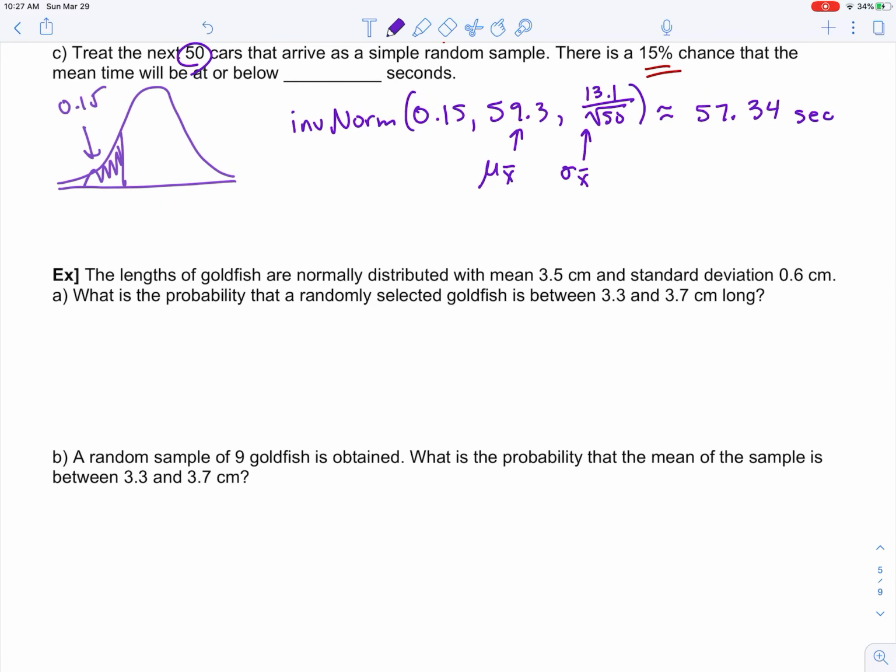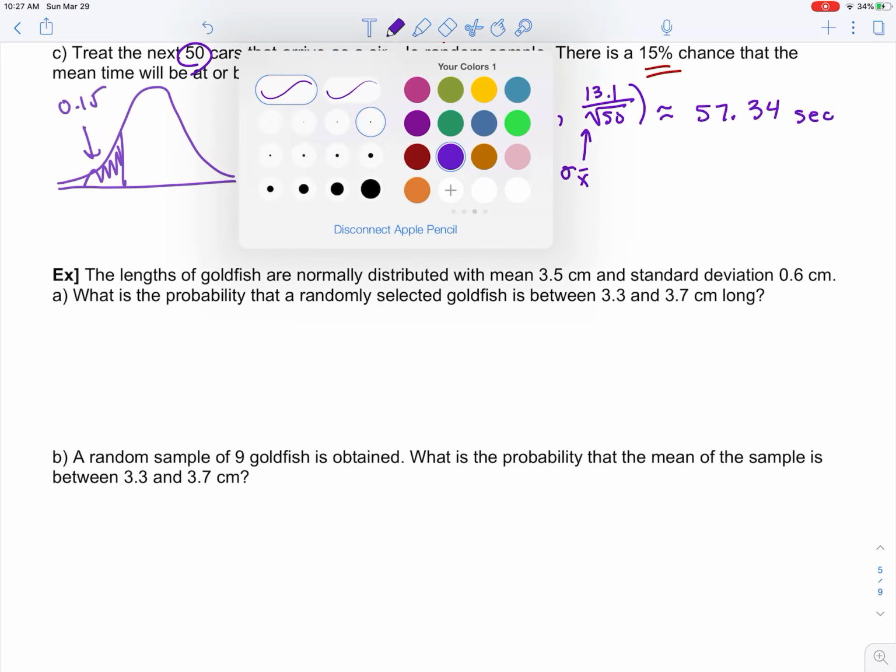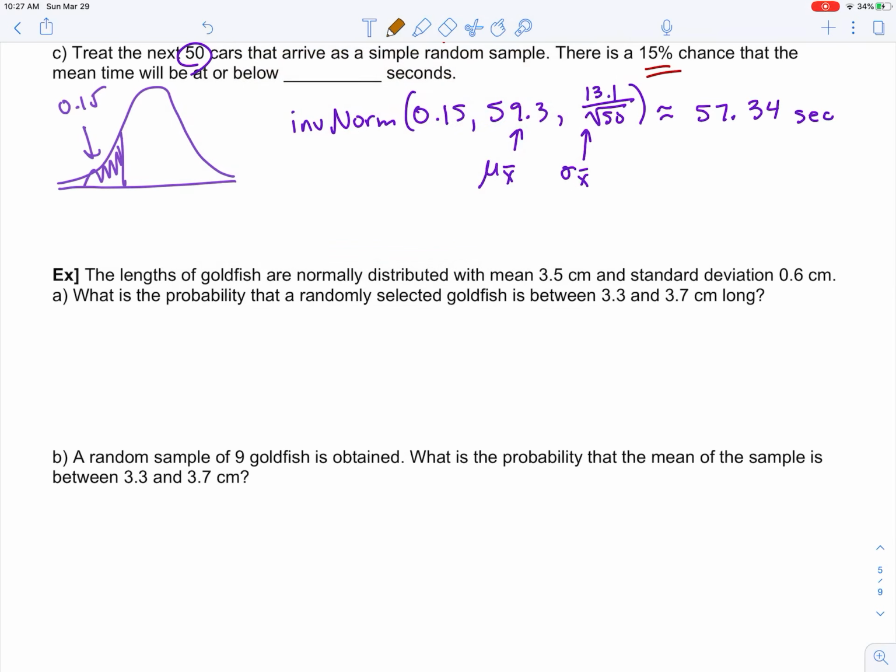Let's look at another example here. The lengths of goldfish are normally distributed with a mean 3.5 centimeters and a standard deviation 0.6 centimeters. What is the probability that a randomly selected goldfish is between 3.3 and 3.7 centimeters long? So this is just choosing one goldfish. So here the random variable is x. So we use our regular normal CDF. We've been given lower and upper bounds. The mean was given as 3.5 and the standard deviation as 0.6.